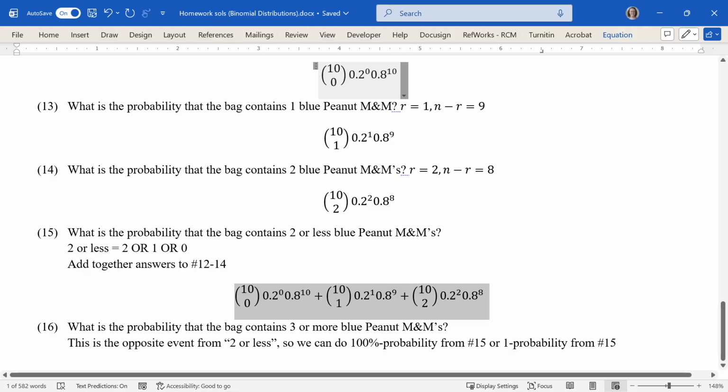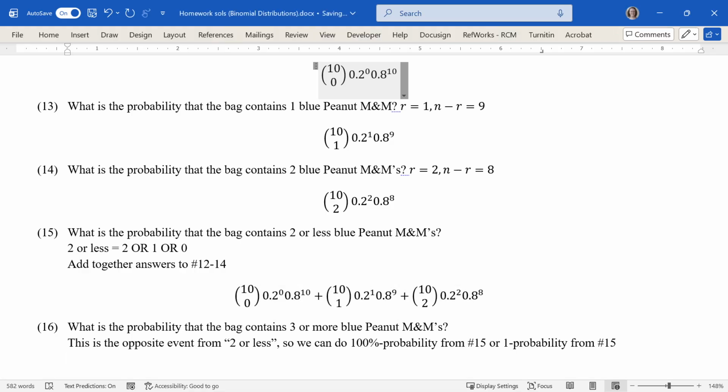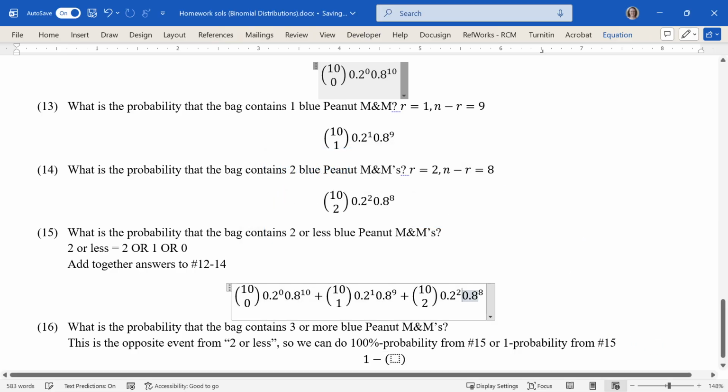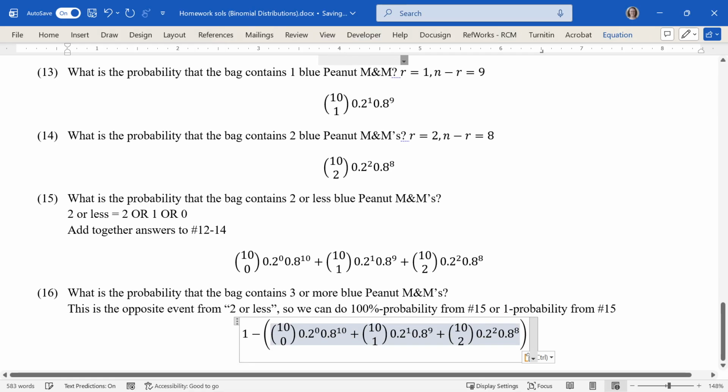So I'm just going to do 1 minus this answer from number 15. 1 minus, and then I'm going to put the whole thing in parentheses. Oops. It doesn't let me paste line breaks, so I have to make sure not to get that very last character. There we go. Okay, so this was the most complicated answer.